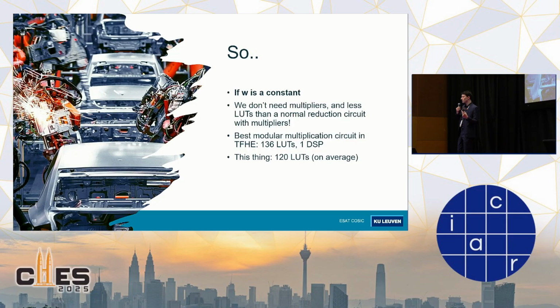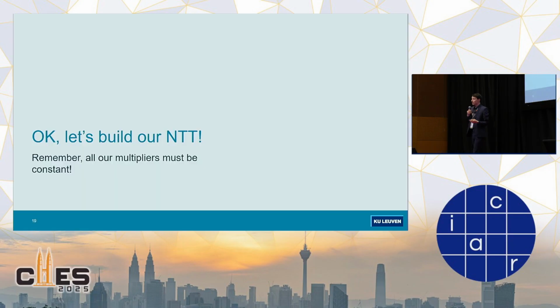Now the best modular multiplication circuit you could make for 20-bit TFHE, as far as I know, is the K reduction circuit I just showed you. That requires 136 LUTs and 1 DSP. You need the DSP for the multiplication. The DSP, for the people who don't do FPGA stuff, is like a multiplier circuit available on the FPGA. This thing, that requires 120 LUTs on average, because lazy reduction means the size slowly grows, so as you go further, you're going to get a bigger size. Now we have to build an NTT.